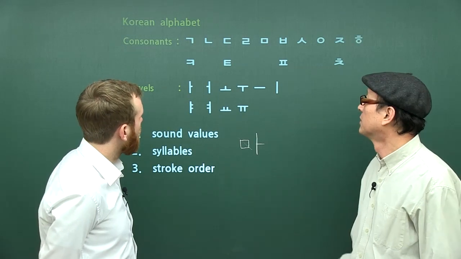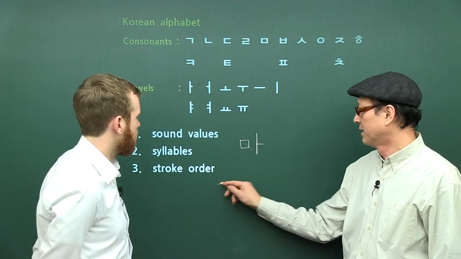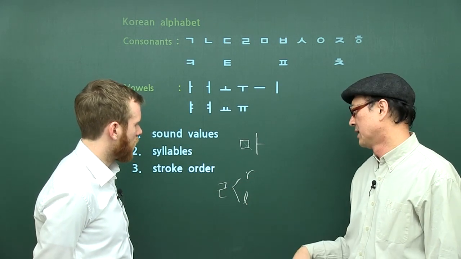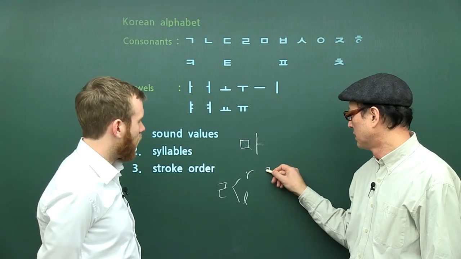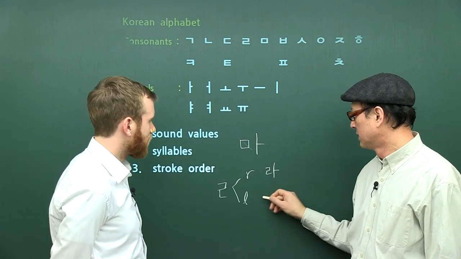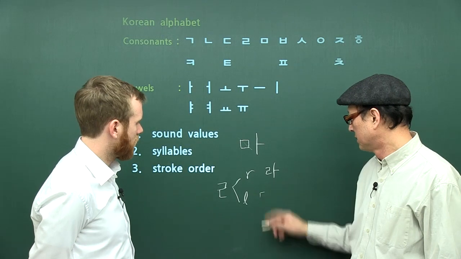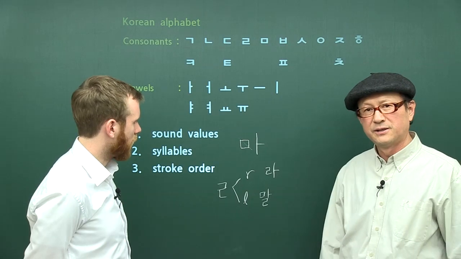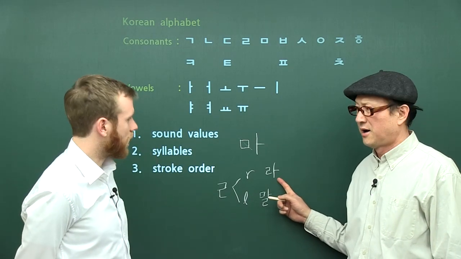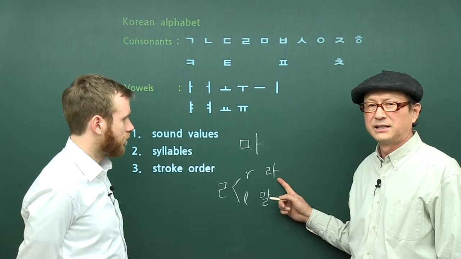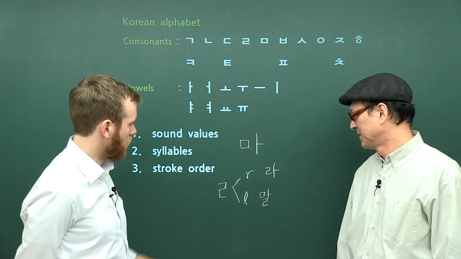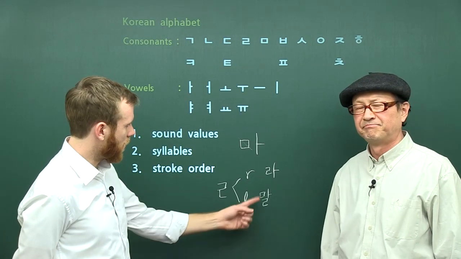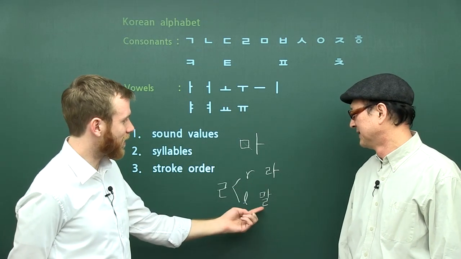How about, here's a little bit of a tricky one. This one has two sounds, an R and an L. So this is ra. In this case, it's not quite R, it's not quite L, but in some cases it's more like R, and in some cases it's more like L.